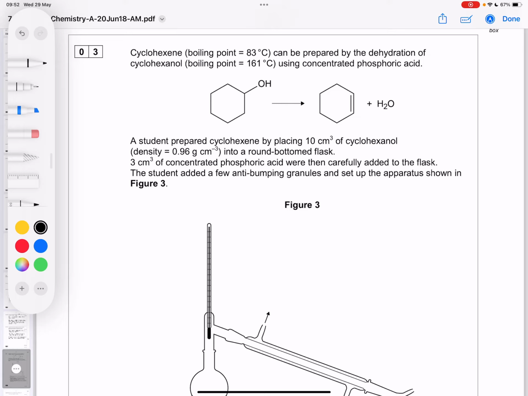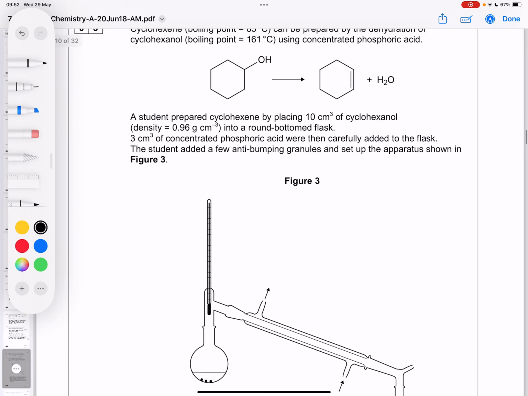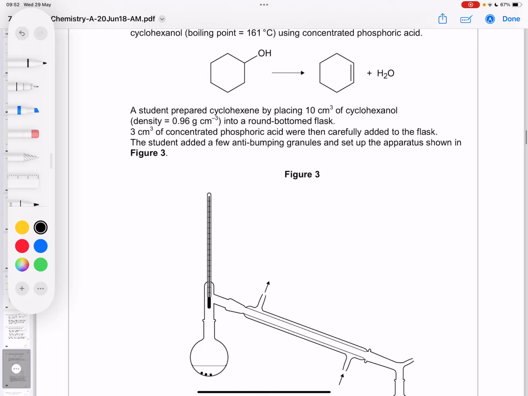Cyclohexene, boiling point 83 degrees C, can be prepared by dehydration of cyclohexanol, 161 degrees C, using concentrated phosphoric acid, and they've given us the equation. A student prepared cyclohexene by placing 10 cm³ of cyclohexanol with a density of 0.96. So from that we'll be able to find the mass and the moles.